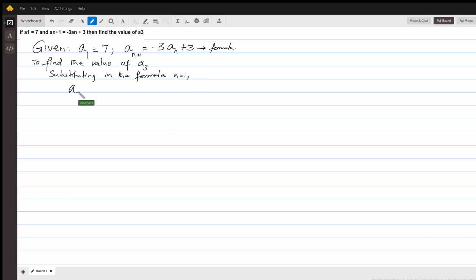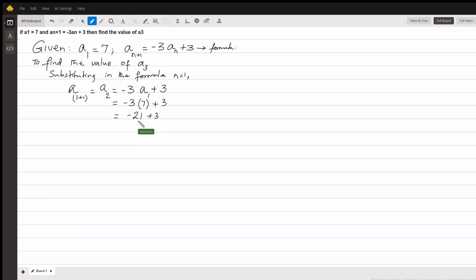So now I get a sub 1 plus 1, which will be actually a sub 2. And this is equal to negative 3 a sub 1, remember, we substituted the value 1 for n, and then plus 3. Now we are given that a1, the first term, is 7. Let's substitute that. Negative 3 multiplied by 7, plus 3. So let's do the simplification here. This will be negative 3 times 7, which is negative 21, plus 3.